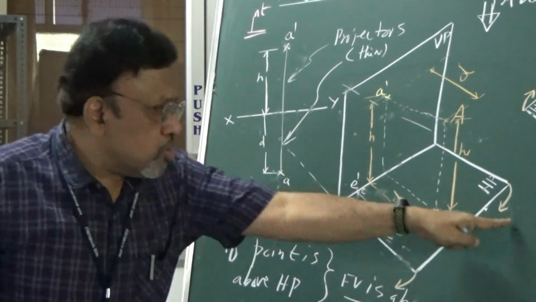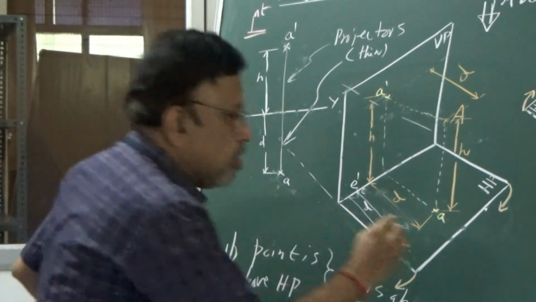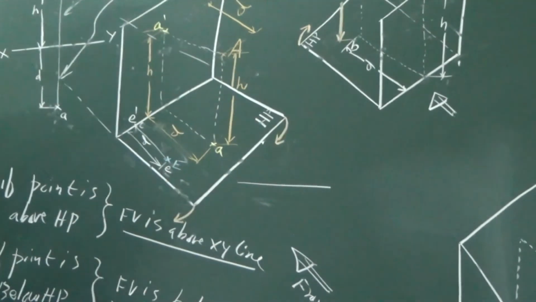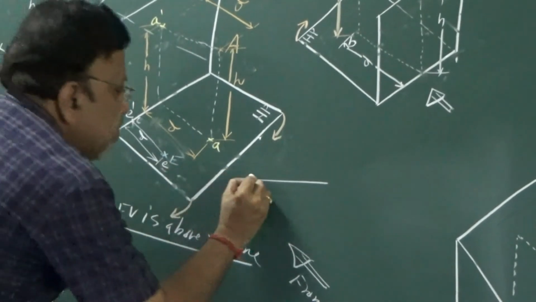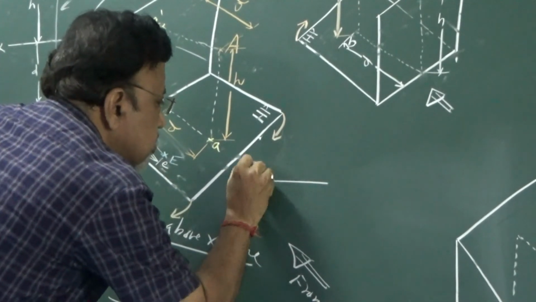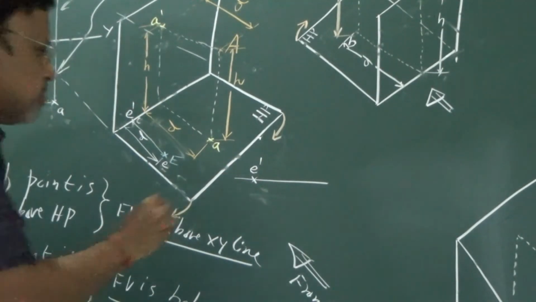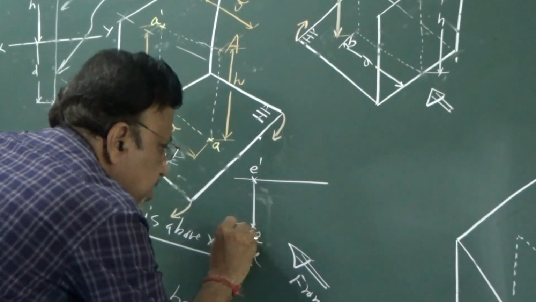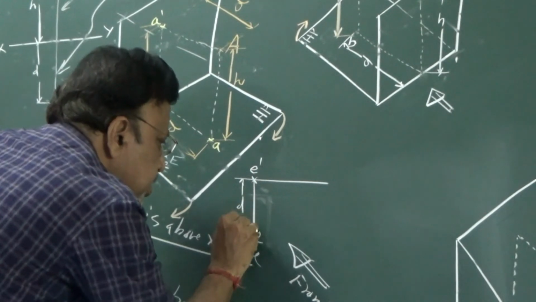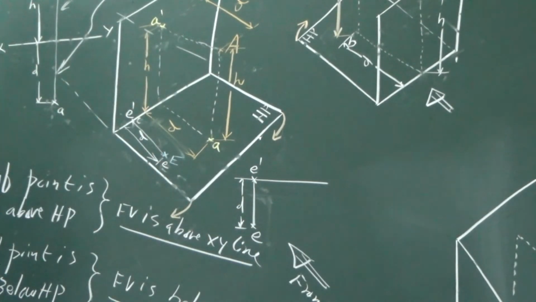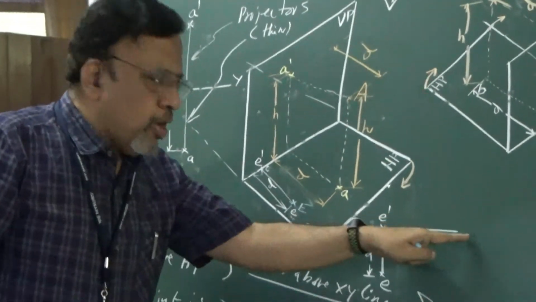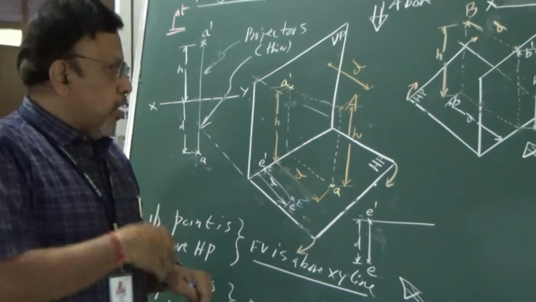Now if I want to draw the projection of that particular point, as usual, I will draw the XY line. Then I will get E dash on XY line, and the D distance I will get here. So this is point E and this distance is D. So that will say that when the point is in HP, front view will be on XY line.